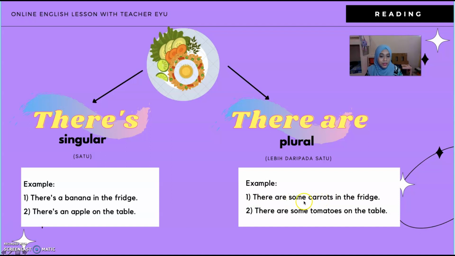Some carrots. Okay, some carrots maksudnya ada beberapa carrot. So, beberapa carrots. Some carrots indicates plural. Okay, some carrots maksudnya lebih daripada satu. So, we use there are. Okay, example number 2. There are some tomatoes on the table. Can you see the word some tomatoes? Some tomatoes. Beberapa tomato. Okay, kalau ada beberapa, maksudnya more than one, lebih daripada satu. Alright, so we use there are. There are some tomatoes on the table.